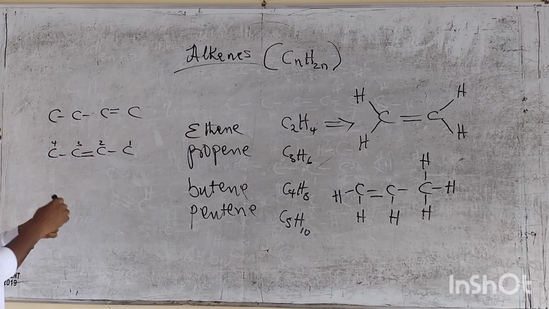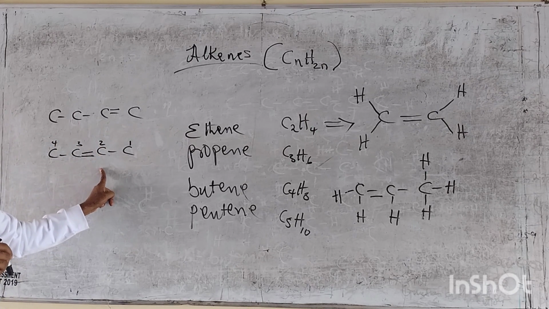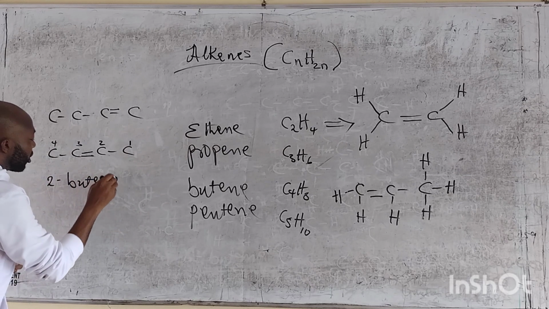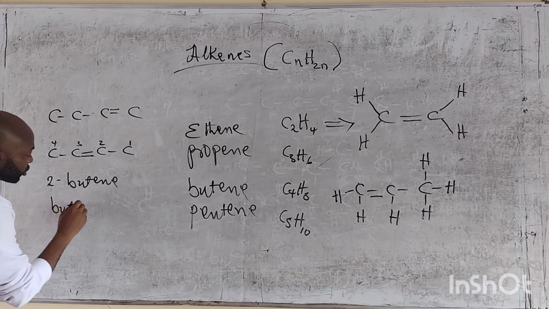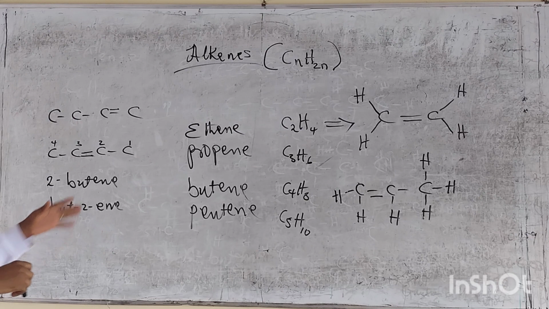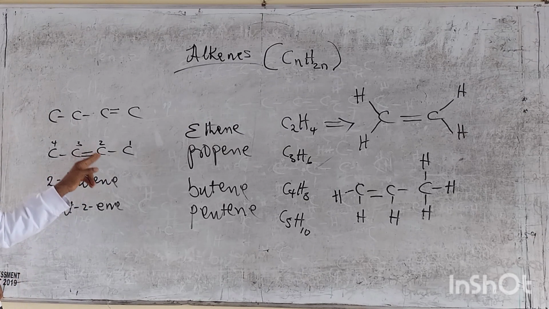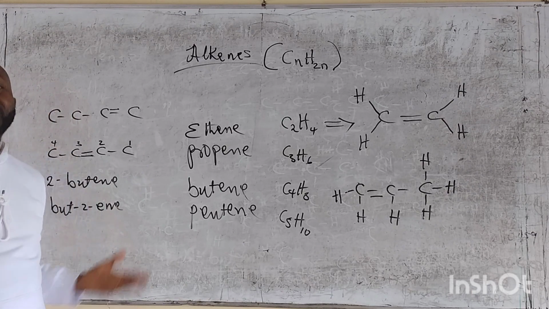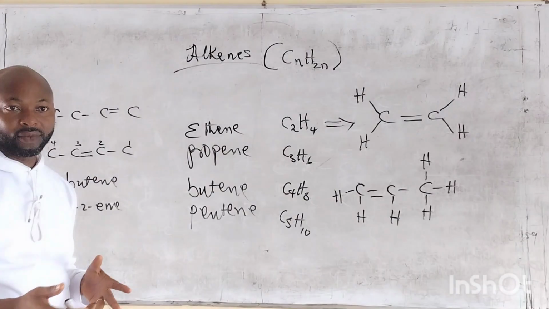So this becomes 2-butene. Either you call it 2-butene or but-2-ene. It depends on the one you like. So this is 2 because the double bond is in carbon 2. We call it but-2-ene or 2-butene. We are good. Now, if it is in the terminal carbon, you don't need to tell us 1-butene. 1-butene is still correct, but you don't need to tell. If you just call it butene, we know that it is in carbon 1.